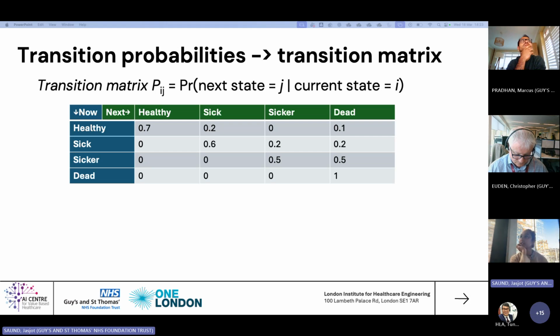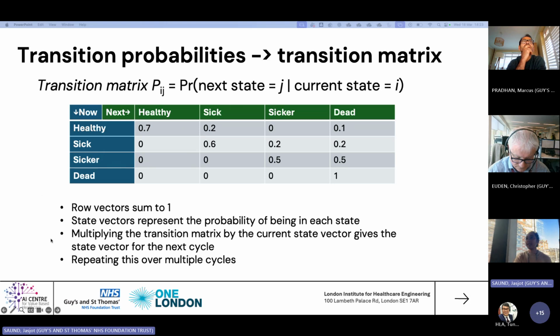So this is kind of like what the transition probabilities might look like in a transition matrix. And this top probability definition basically just says that the next state is dependent on the current state. You essentially apply the probabilities in this matrix to your state vectors. Each row has to sum to 1, because you've got mutually exclusive, completely exhaustive state selection. And then multiplying this by the current state vector and doing this repeatedly over however many cycles will give you your modeling. So it's not complicated.